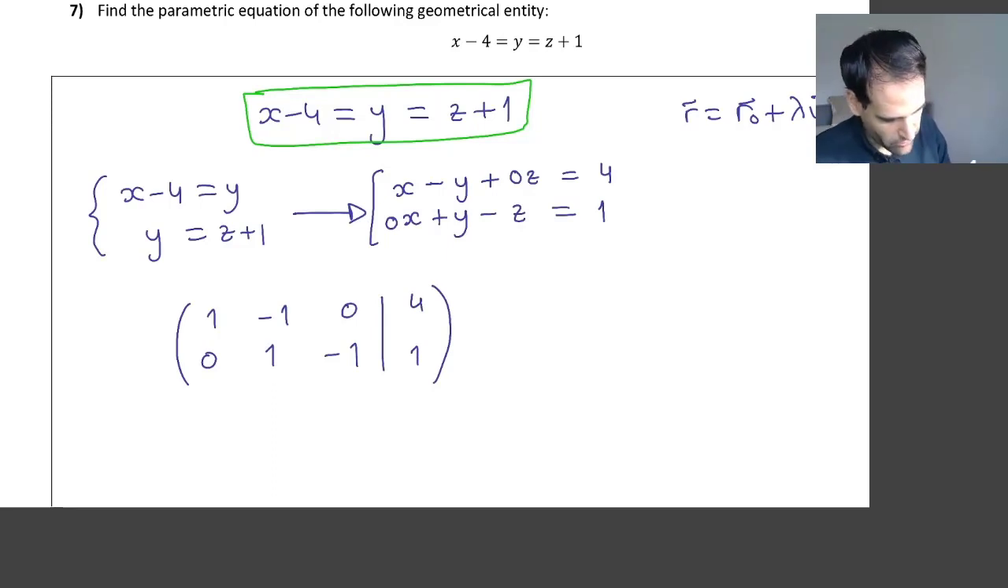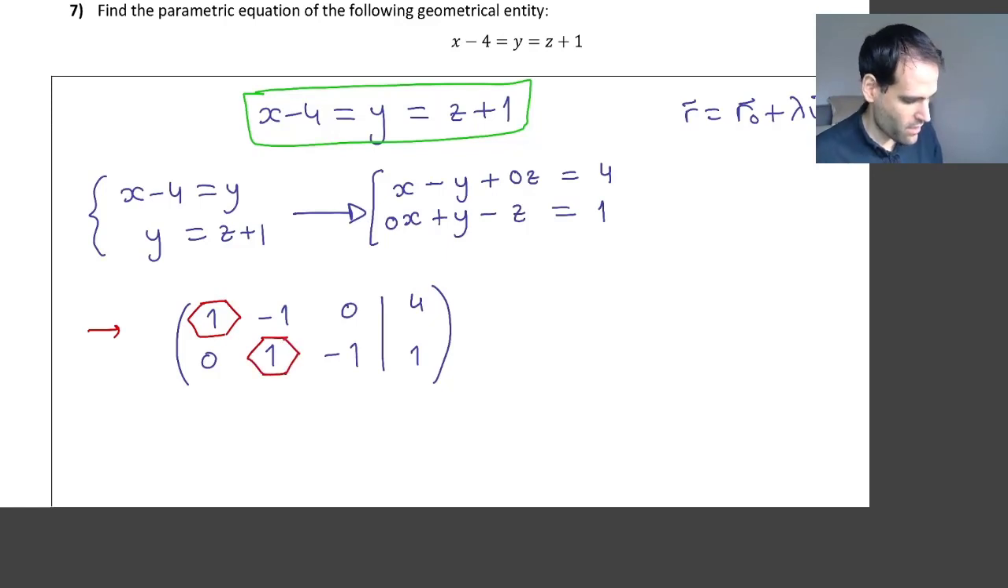And now we can do Gaussian elimination, with the good news that this is already in row echelon form. Why? Because row 1, what is the first non-zero number? This one. Row 2, what is the first non-zero number? This one. Are all of the pivots to the right of the pivots above? Yes, they are. This pivot is to the right of this one. Therefore, we can say that this is in row echelon form, and we can solve the system very quickly.